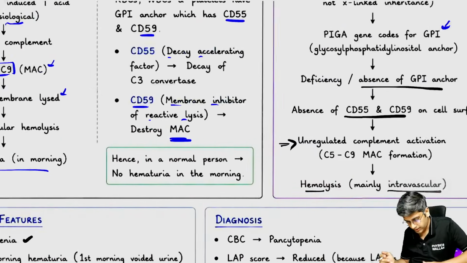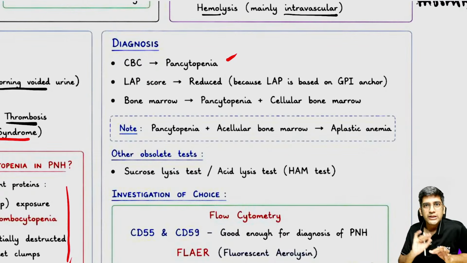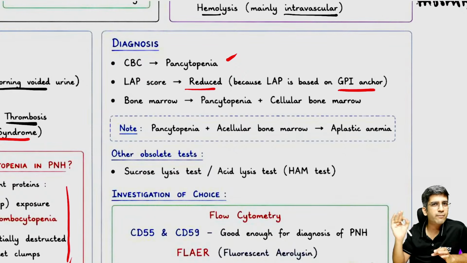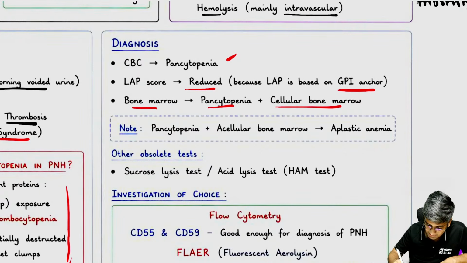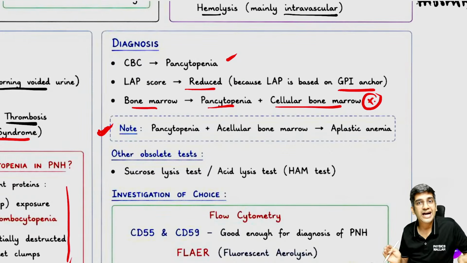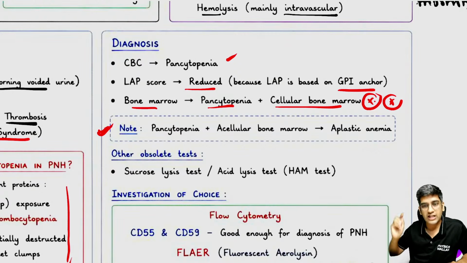Fine. Okay. How do we diagnose? Do a CBC. You'll have pancytopenia. The moment you have pancytopenia, you look at the bone marrow. Actually, I don't need this also. History is very, very classical for me to diagnose, but still, the LAP score will be reduced because LAP is also a GPI-anchored protein. So it will become 0 or reduced. Bone marrow: pancytopenia with a cellular bone marrow is diagnostic of PNH, because most of the time pancytopenia is aplastic anemia, which is hypocellular bone marrow. This is a very important combination, pancytopenia with a cellular bone marrow.